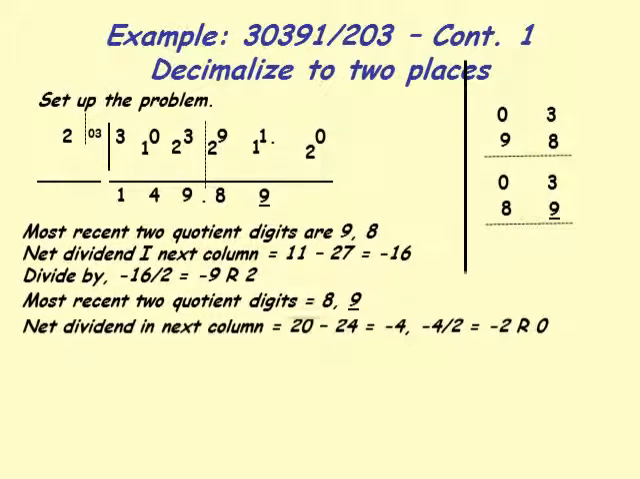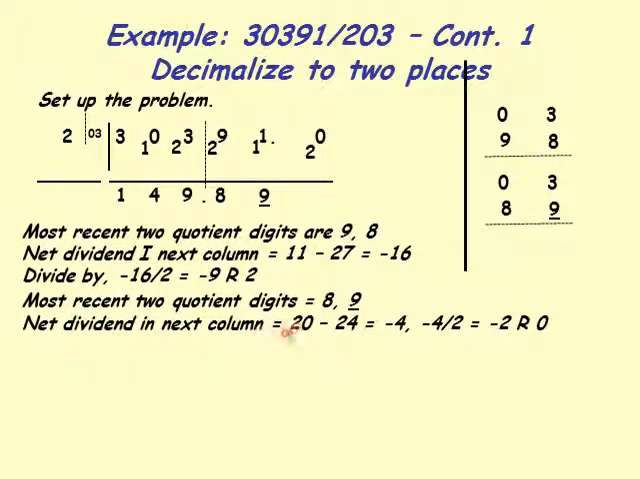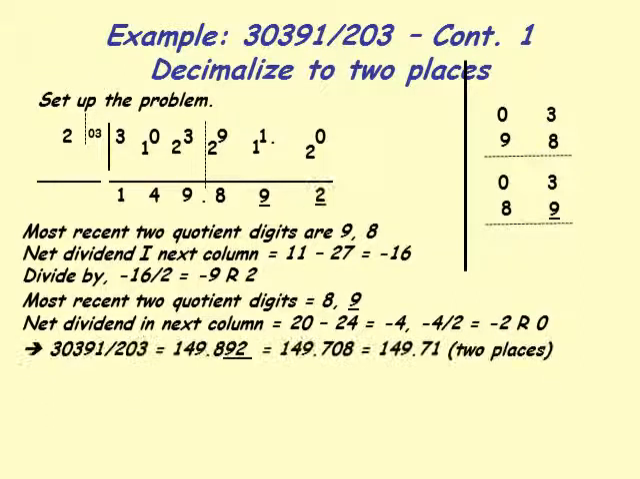Okay. So in the next column we have 20 minus 24, which is minus 4. If I divide minus 4 by 2, I get a negative 2, remainder 0. So we get a negative 2 here. And I'm trying to do two places, so I just stopped at this place now. So we got 30391 divided by 203 is 149 point 8 negative 9 negative 2.